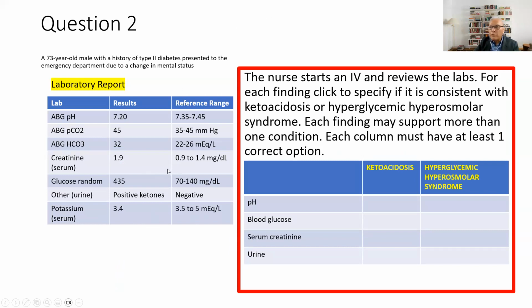So here's the laboratory report. And now the nurse starts an IV and reviews the labs. For each finding, click to specify if it is consistent with ketoacidosis or hyperglycemic hyperosmolar syndrome. Each finding may support more than one condition. Each column must have at least one correct option. Okay, so let's take a look at the pH.